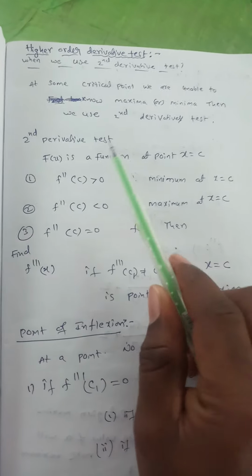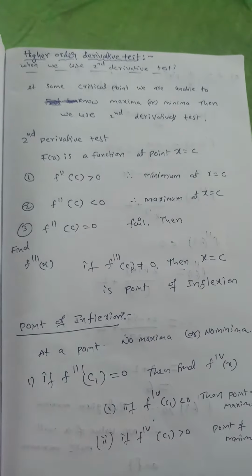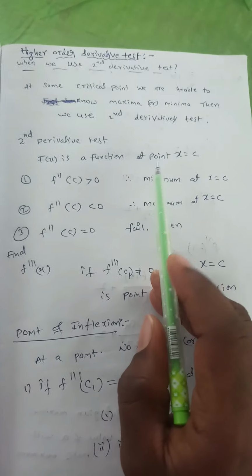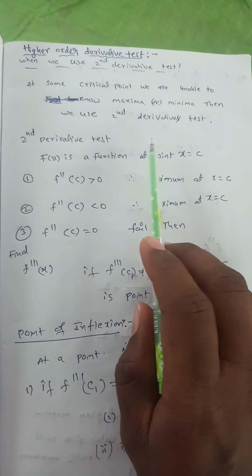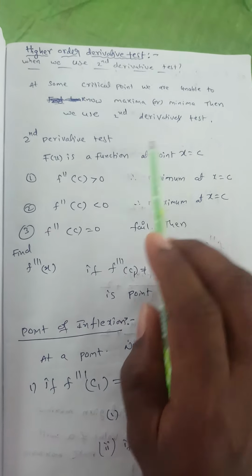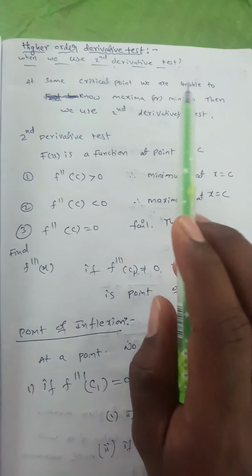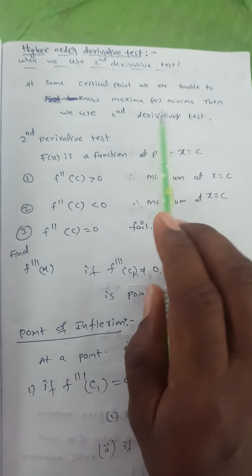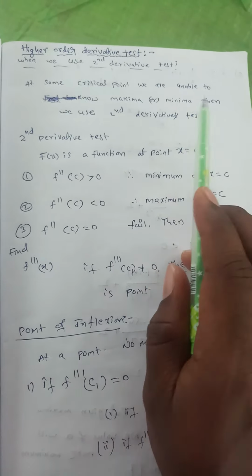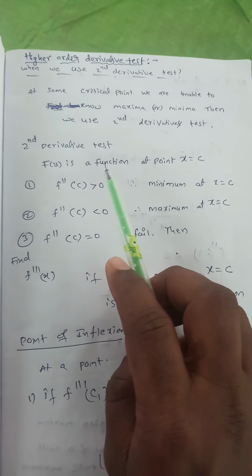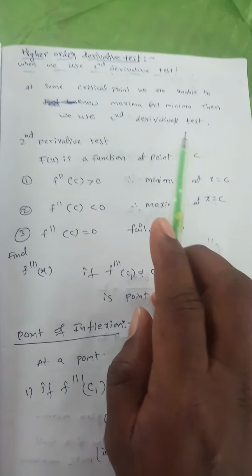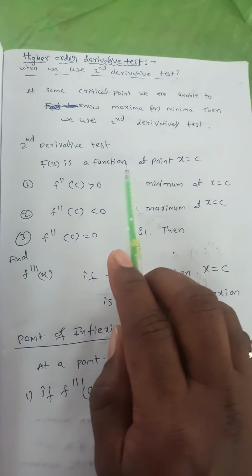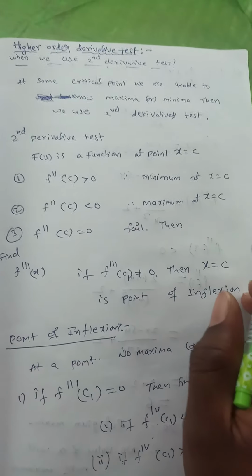Hello students, let us discuss the higher order derivative test. Suppose when you are finding maxima and minima of a function using the first derivative test, if you are able to find it, it's okay. But sometimes we cannot find maxima or minima using the first derivative test, then we go for the second derivative test. And if you want to know whether at a critical point the function is a maxima or a minima, we can use the second derivative test.